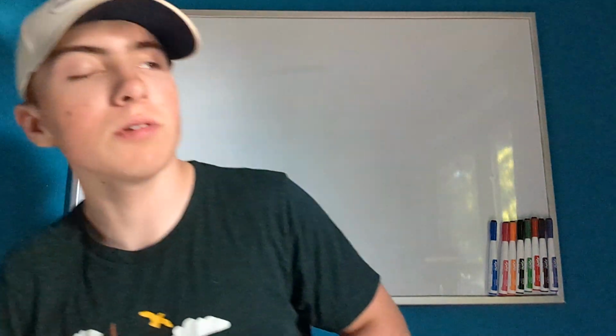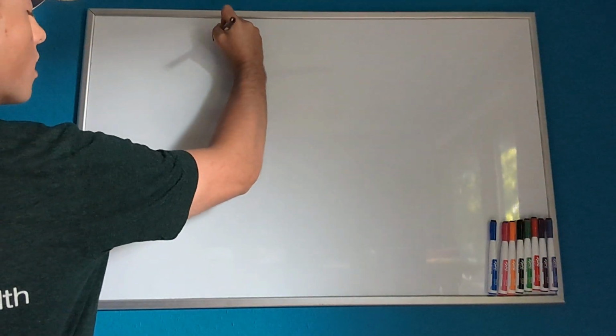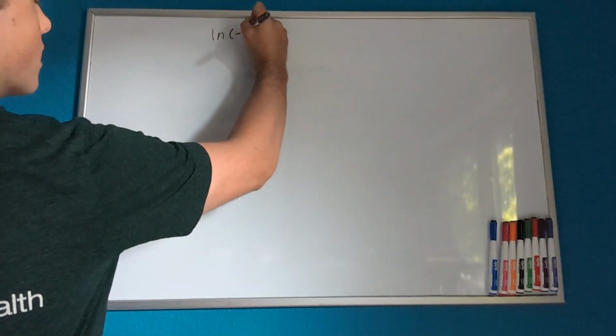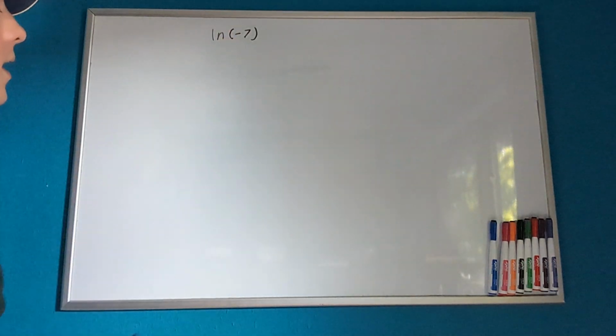Today, I want to answer the question, can we define the natural log of a negative number with the complex number system? And the answer is yes. Let's do it. So let's just start with an example of the natural log of negative 7. Okay? So how can we rewrite that?